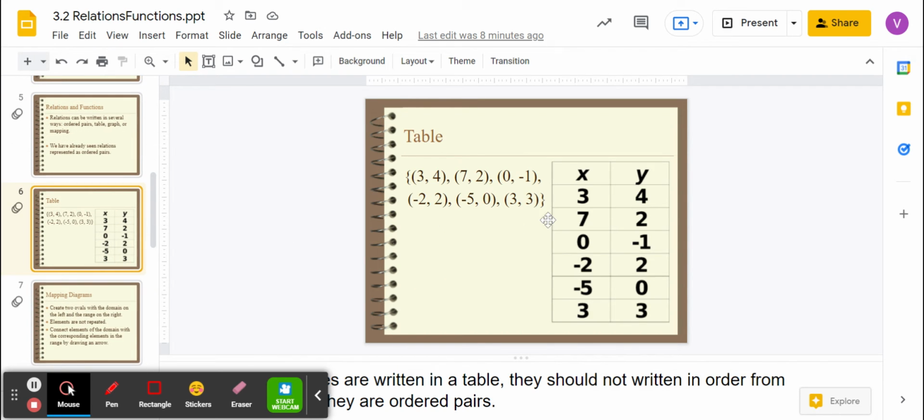So we looked at a relation. You can also look at a table. Now, a table is never organized from least to greatest because these are just ordered pairs, right? You have 3, 4, 7, 2, so on and so forth. You can just look at this table and organize your data based on what you have. So we have 3, 4, 7, 2, 0, -1, so on and so forth. You can write them in the form of a relation. Also, you can just look at your data. If you notice any of the x's that repeat, you have a 3 here and you have another 3 here. Right off the bat, you can say that it's not a function.